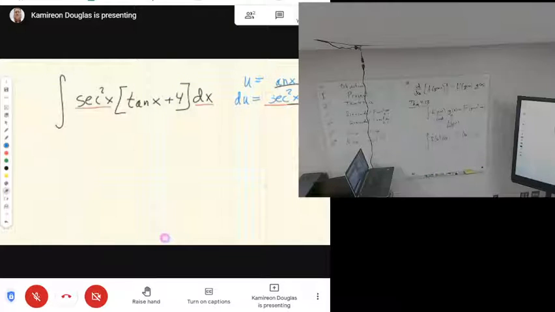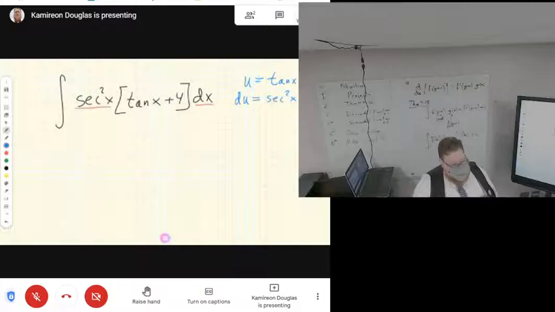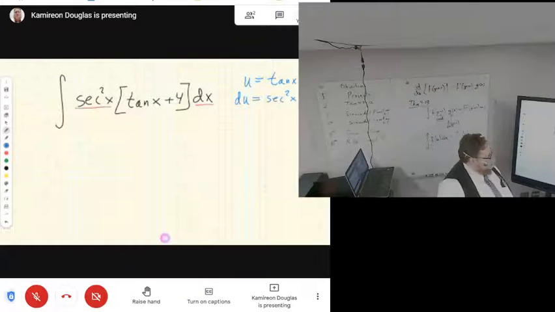Let's assume, instead of using tangent of x plus 4, I just try tangent of x. Well, the derivative of tangent of x would be secant squared x dx. Again, normally the dx goes away, but because I'm dealing with two variables, I'm going to keep the dx in there so it stays in the problem.